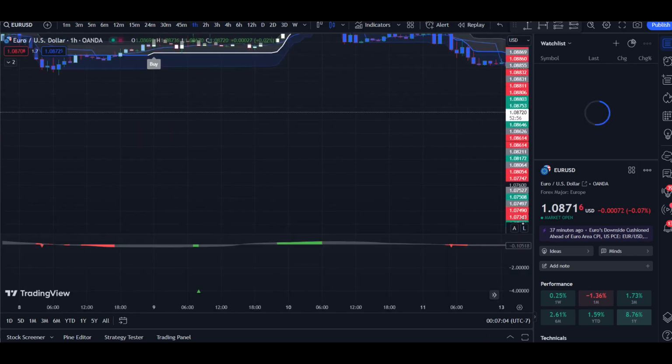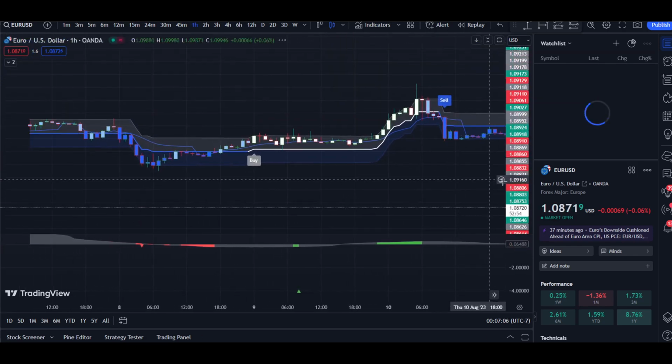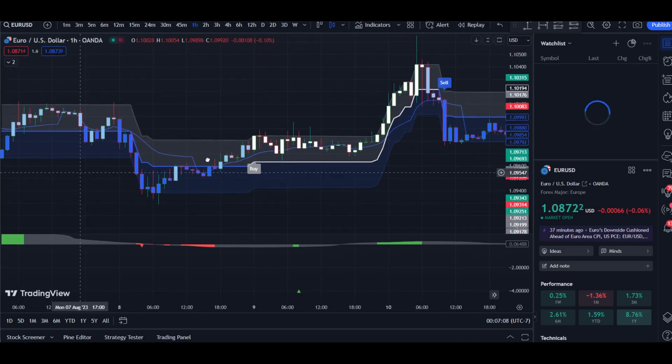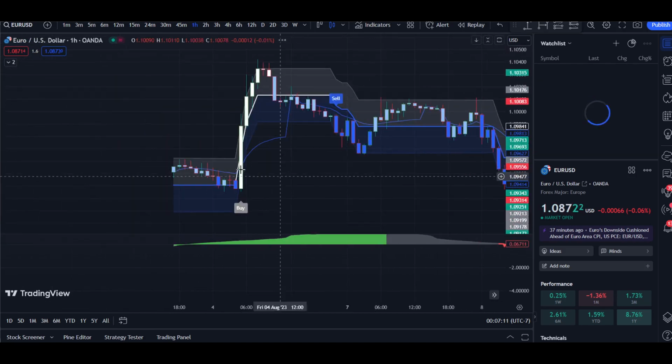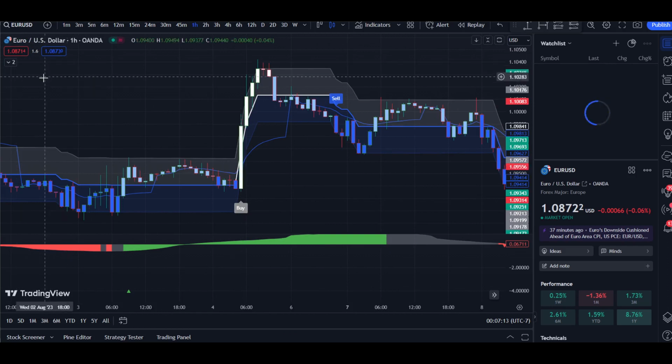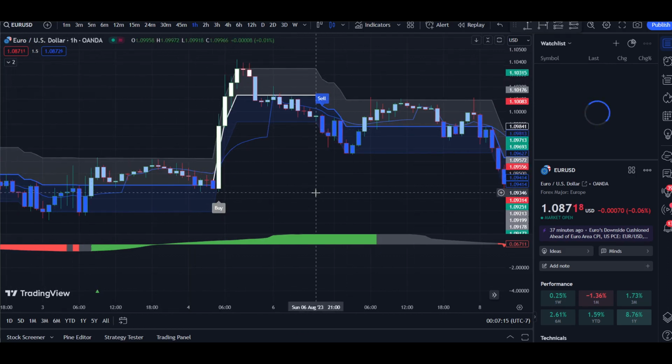Keep in mind, if you're trading on forex, you should probably be aware of the time zones and when higher volume does occur for better trading opportunities. So if you're trading the Euro US dollar pair, you want to wait for the European market to open or the New York market to open if you're trading US dollar pairs.